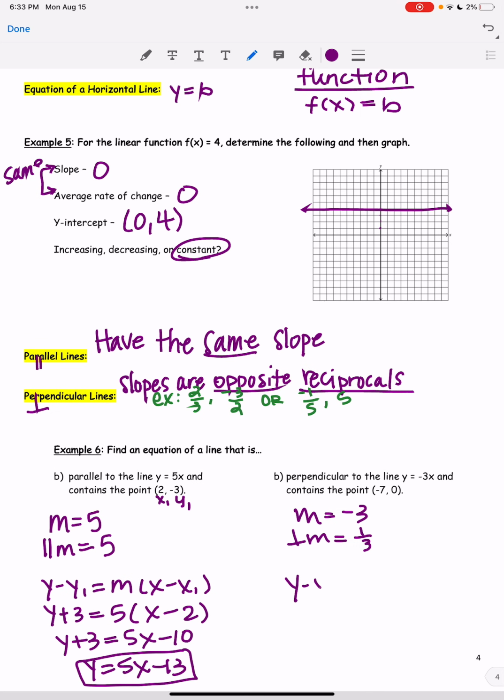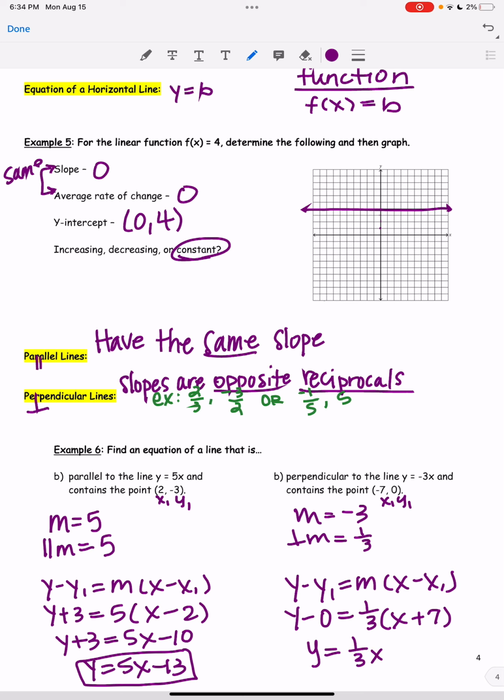So now we're going to use y minus y1 equals m times x minus x1 because I have a slope and I have a point. This is x1, y1. So I have y minus y1, which is 0, equals my slope, which is 1/3, x minus x1, which is negative 7, so that's going to be a plus 7. Y minus nothing is just y. Distribute your 1/3, we get 1/3 x plus 7/3.